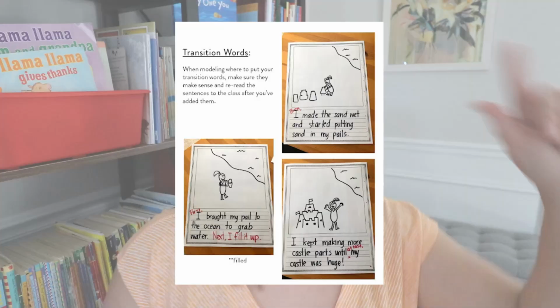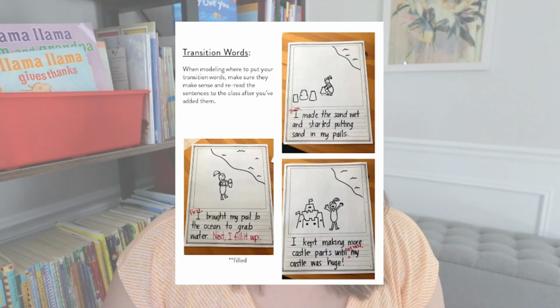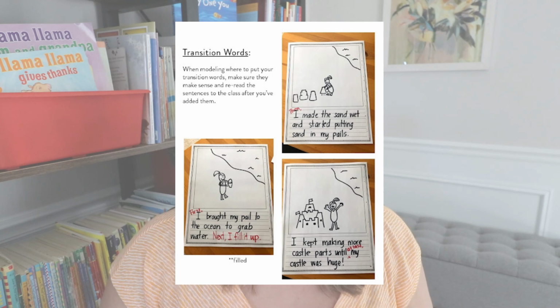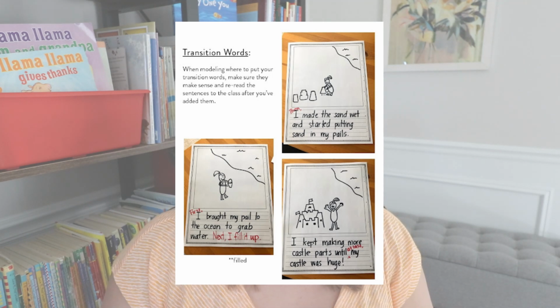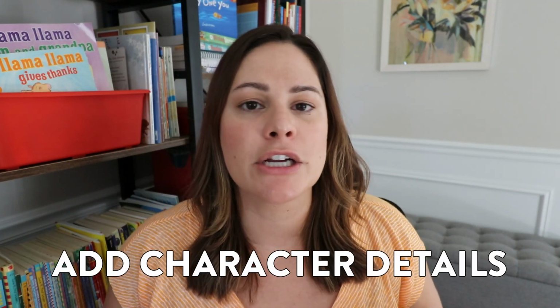You can see how I did that in red right here, and you can see where I added another sentence and I added some words to just make my story a little bit more interesting. When your students see you doing that to your own writing, it inspires many of them to go and add something else to theirs. Lesson number 5 is to go ahead and add some character details.